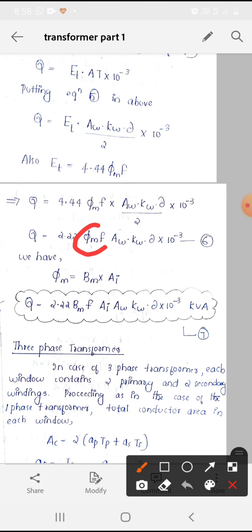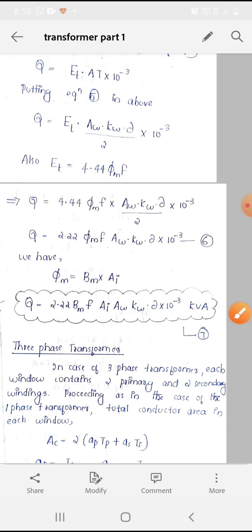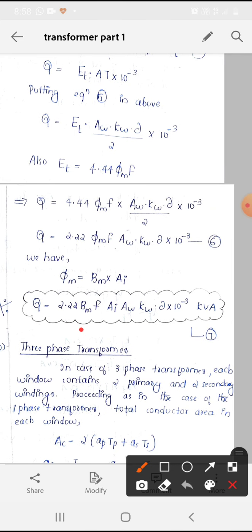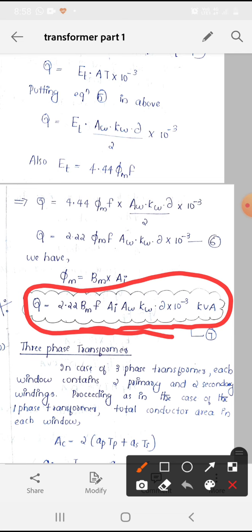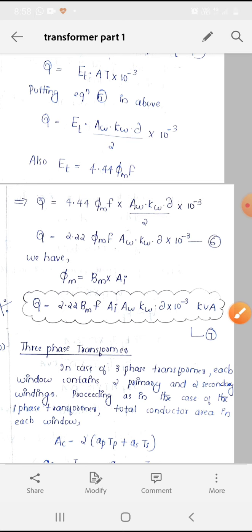Also, we can replace the phi m as Bm into AI. Therefore, the final equation, the output equation of a transformer for a single phase transformer, is Q is equal to what? 2.22 F Bm AI AW KW delta into 10 raised to minus 3 kVA. We need to study this by heart in order to solve transformer problems. Therefore, Q is equal to 2.22 F Bm AI AW KW delta into 10 raised to minus 3 kVA. So, this is the single phase transformer output equation.